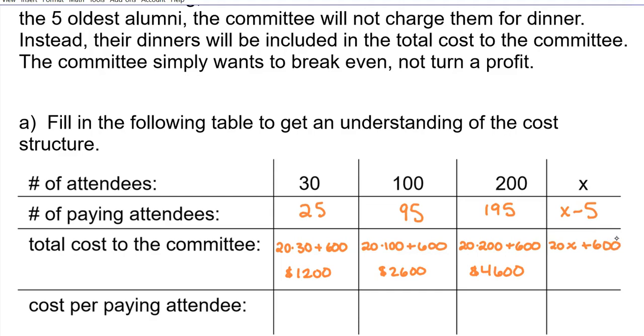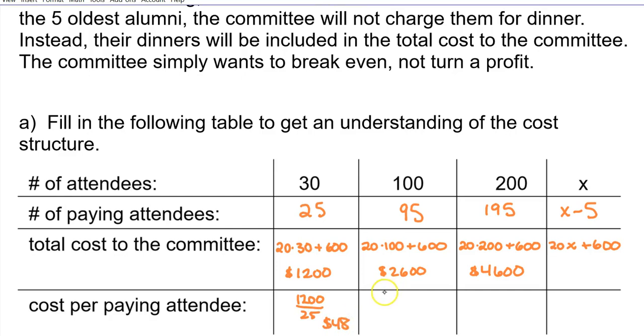Next, we're going to find the cost per paying attendee. So they bought 30 dinners, but only 25 people are paying. So we have the total amount of money, $1,200 divided by 30. Divided by, not 30, because only 25 people are paying. Sorry about that. So that should be $48. However, knowing where this is going and knowing that we want to create a formula, would it be better for me to leave it like this? I think it's okay if we go ahead and put $48. That should be fine.